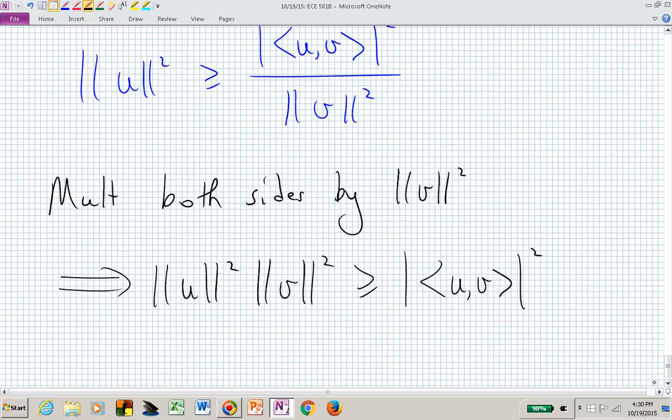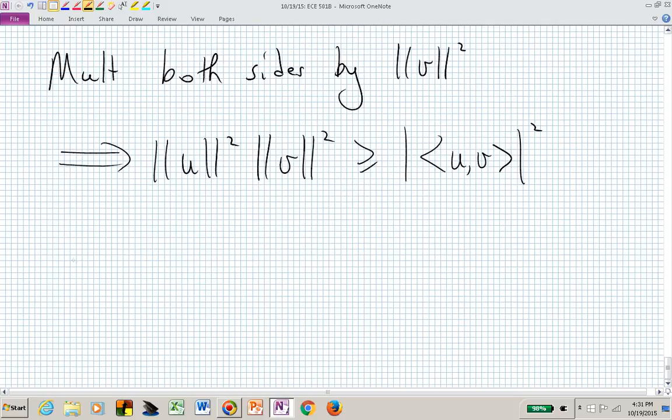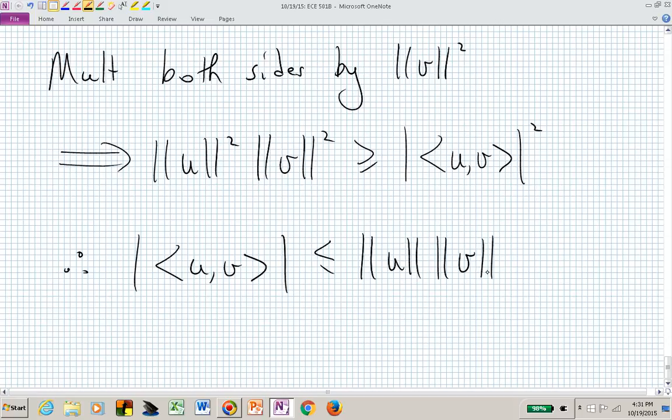And that's really what we wanted. We know all of those terms are positive, so we can take the square root of all of those terms. And now we know that the absolute value of the inner product of u and v is less than or equal to the norm of u times the norm of v.